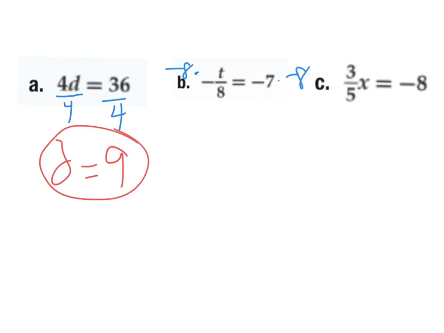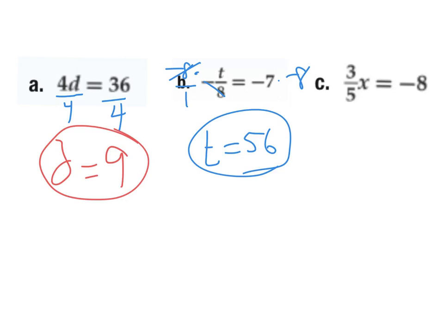Negative 8. Okay. And again, if you think about your fractions, negative 8, negative 8, that cancels out. T over 1 is just T. Negative 7 times negative 8 is 56. Okay. So remember that when you're dealing with fractions like that, you can think of it as division.